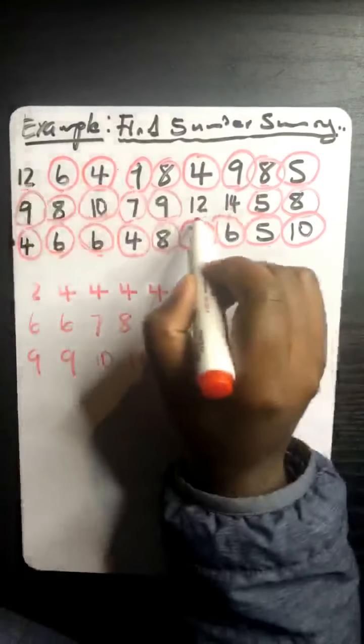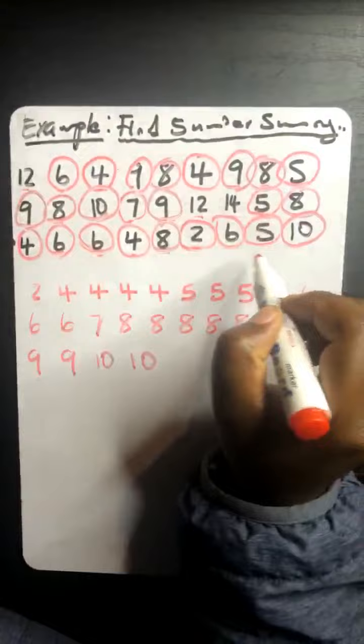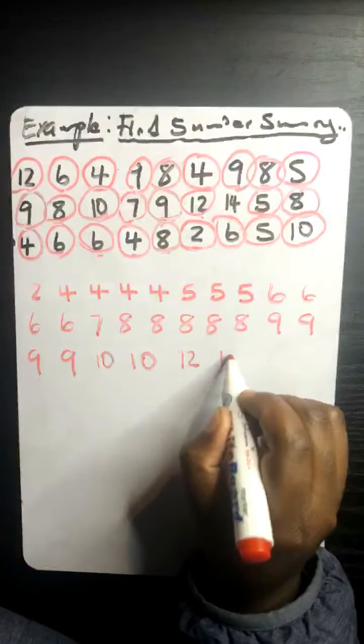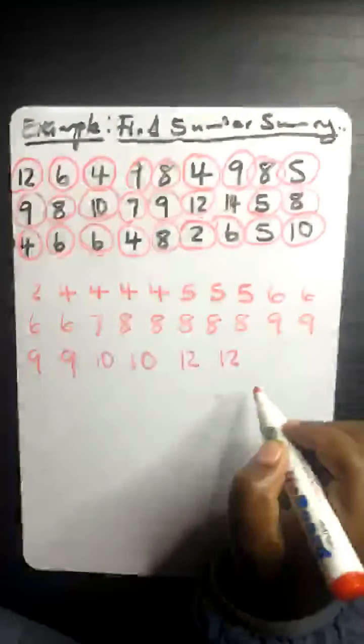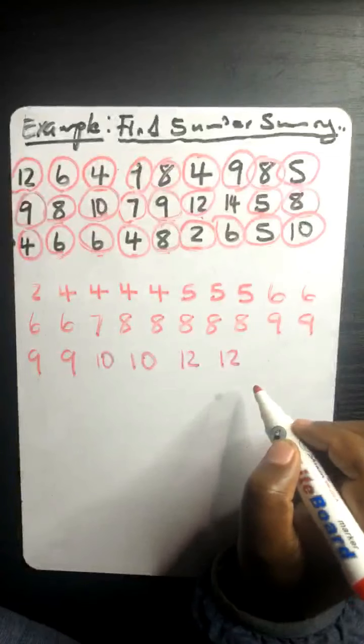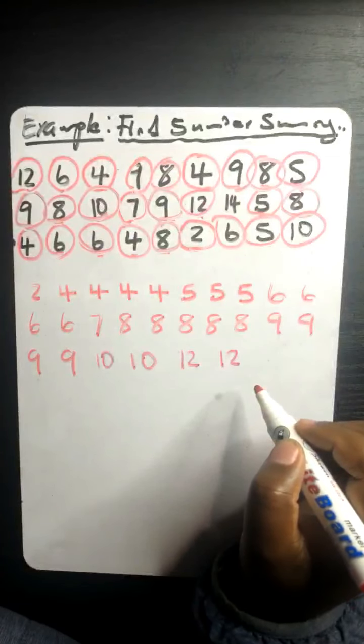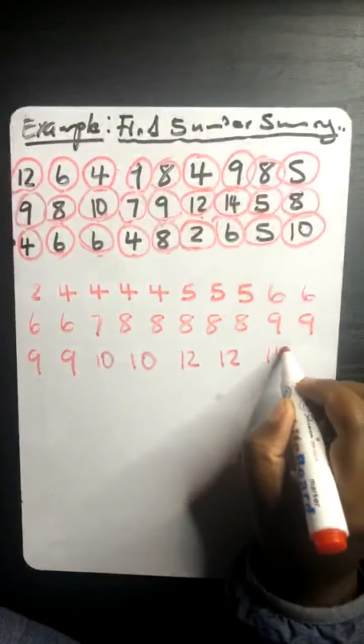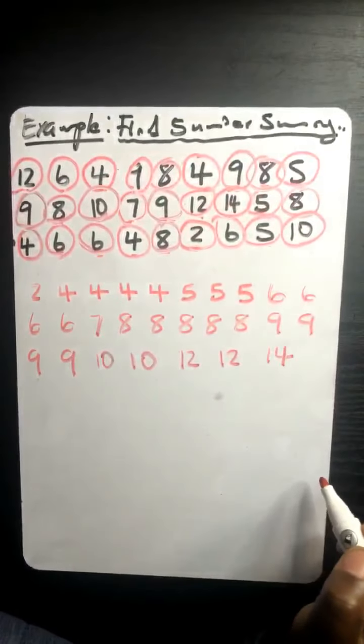Okay, let's move on to 12. There is 12. There is 12. It seems like we only have 2 12s. After 12, there must be 13. Do we have 13 there? Seems like we don't have 13. What about 14? Oh, there we've got 14, which is the one and only one.